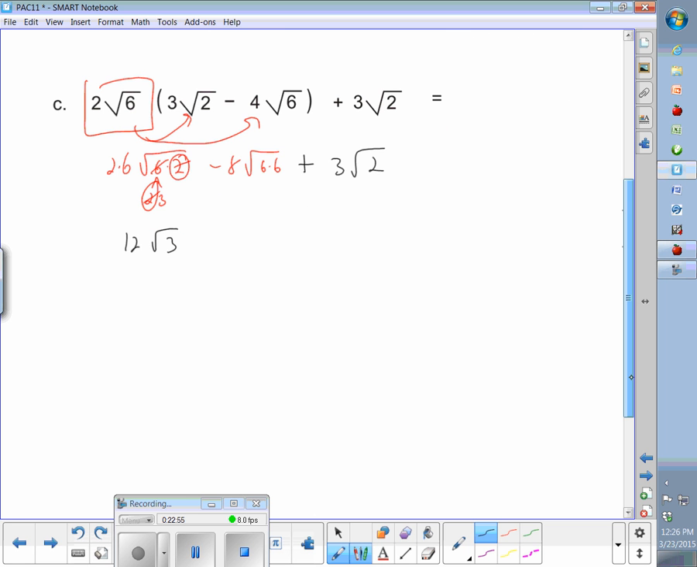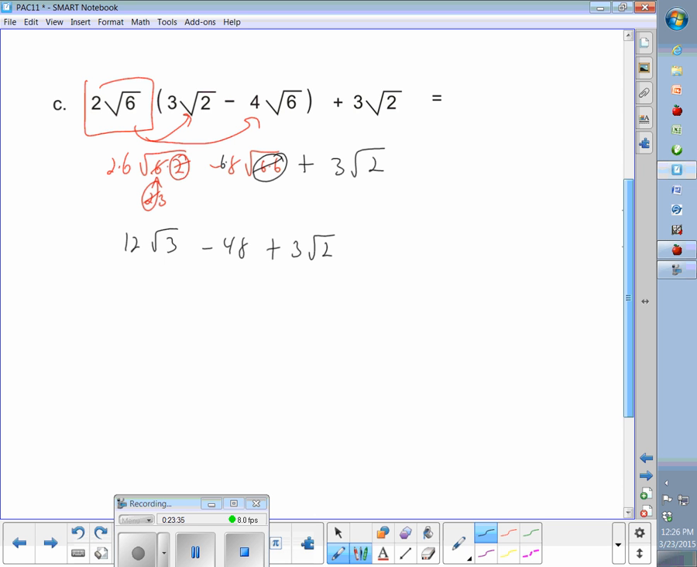Okay. What's the next middle thing going to be? What do you get when you have a negative 8 times the square root of 6 times 6? What's the square root of 6 times 6? 6, right? What's a negative 8 times 6? A negative 48. And then we still have plus 3 times the square root of 2. Can we do anything further? No. Well, yeah. What?